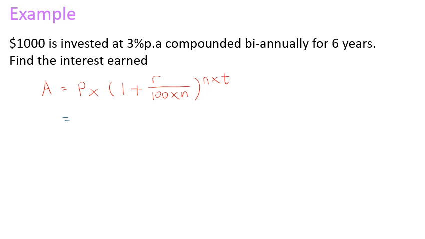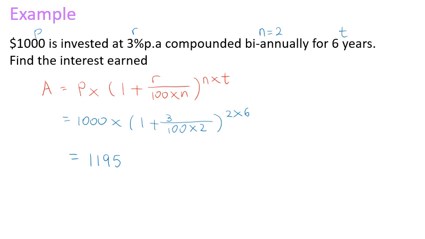Alright, then substituting our values. The value of P, the principal, is 1,000, times 1 plus the R is 3 over 100. The N, it's biannually, so N equals 2. So 2 times, and then the T is the years, which is 6. And then put that in the calculator, which equals 1,195.62.